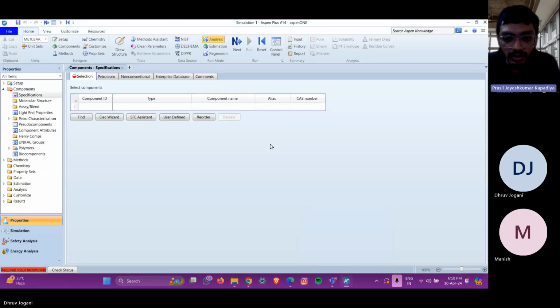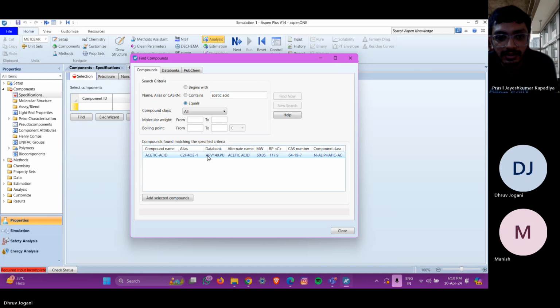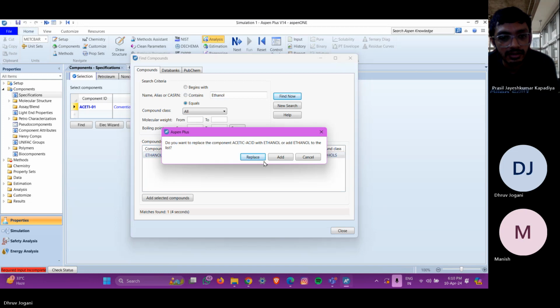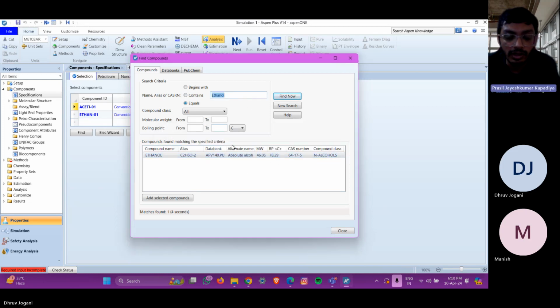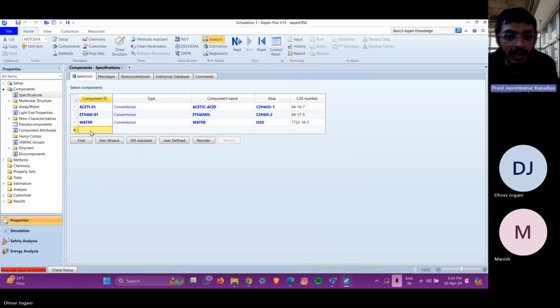Okay, so in the feed we have acetic acid. I guess it won't work from here. Okay, go to the equals option, it is better. It's acetic acid, then ethanol, then water, and then ethyl acetate.